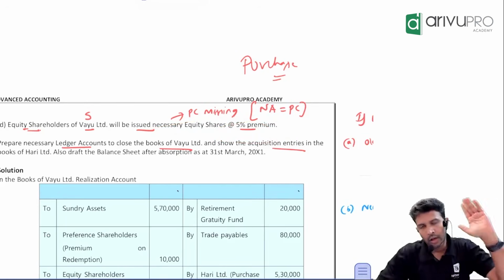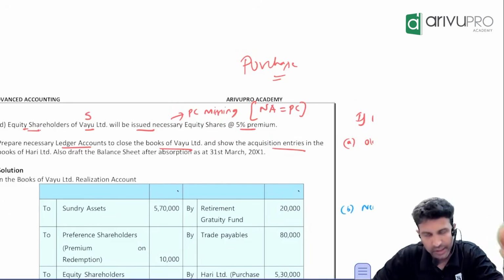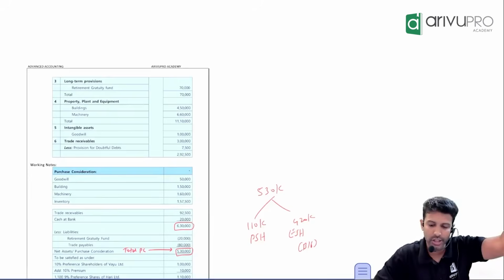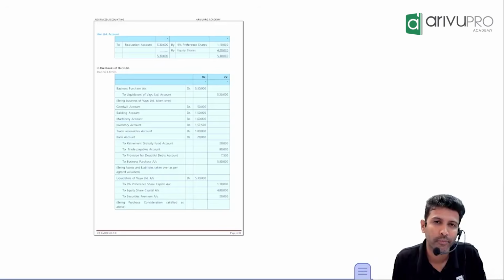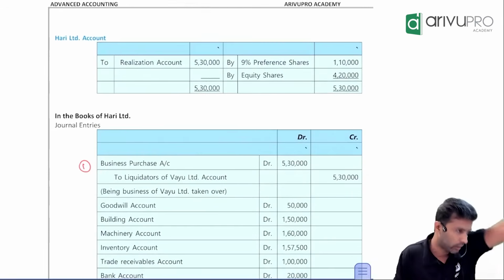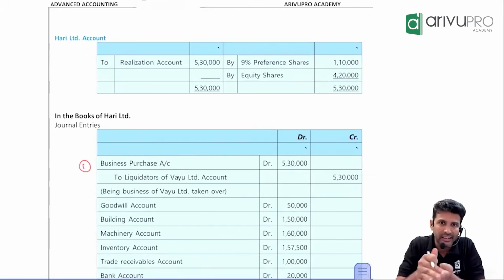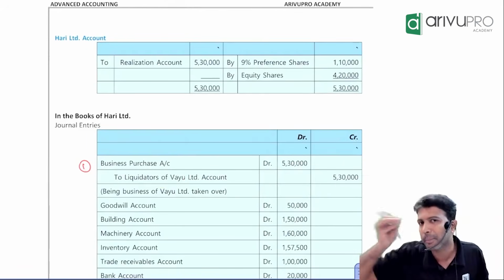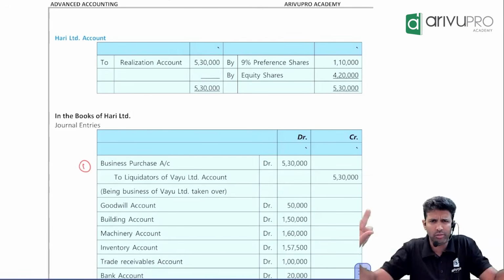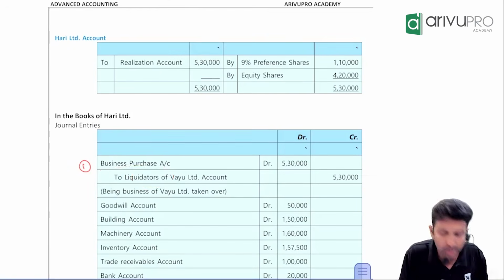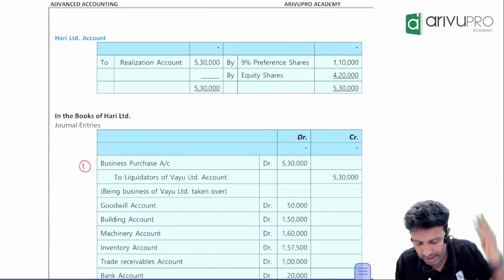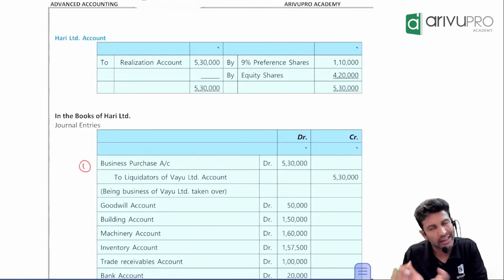Done now. Now, entries. Whether it is the purchase method or the merger method, 3 journal entries will come in everything. That's a common entry. The first journal entry: what did the purchasing company do? They purchased another company's business. So the first entry is always business purchase account debit. What happened to Vayu now? Is the selling company there or did it shut down? Whenever a company shuts down, to see this process, we appoint an external person called a liquidator, so that there are no fights. So the PC will be given to the liquidator, and the liquidator will distribute it to the necessary persons. So the first entry is always business purchase account debit to liquidator of selling company, which is Vayu.